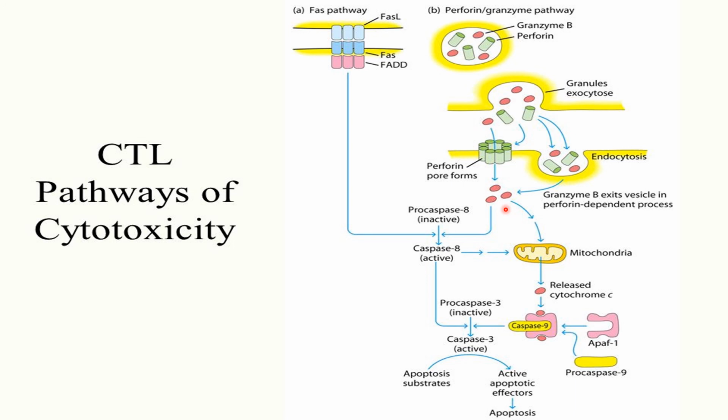some apoptotic protein like BID, and that will cleave BID to truncated BID, that will recruit BAX, and that will create pores on the surface of mitochondria, and mitochondria will release cytochrome C. This cytochrome C will form a complex with APAF1 and procaspase 9. This complex is named apoptosome, and that will ultimately activate procaspase 3 to caspase 3, and that will lead to apoptosis of target cells.